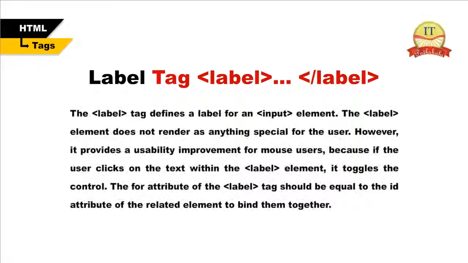Label tag. The label tag defines a label for an input element. The label element does not render as anything special for the user. However, it provides a usability improvement for mouse users, because if the user clicks on the text within the label element, it toggles the control. The for attribute of the label tag should be equal to the ID attribute of the related element to bind them together.